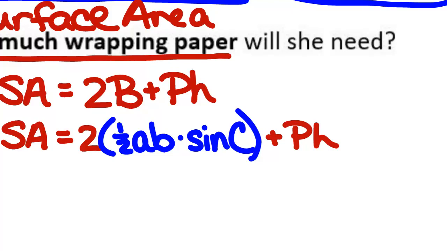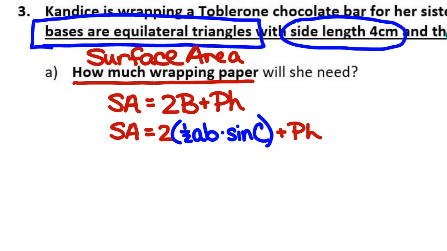Do we know how big at least two sides of this triangle are? Do we know how big the angle is in between them? Yes. So I can do it this way without having to do the Pythagorean theorem, but either method will get you to the same right answer. I'm going to do it this way because I don't feel like doing the Pythagorean theorem right now.